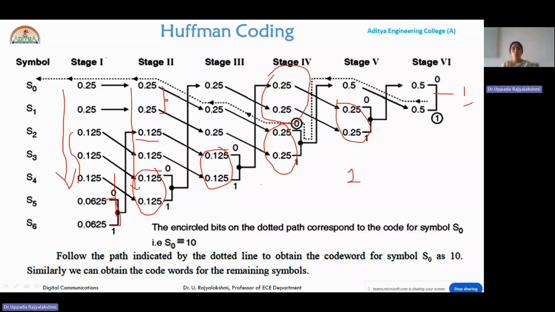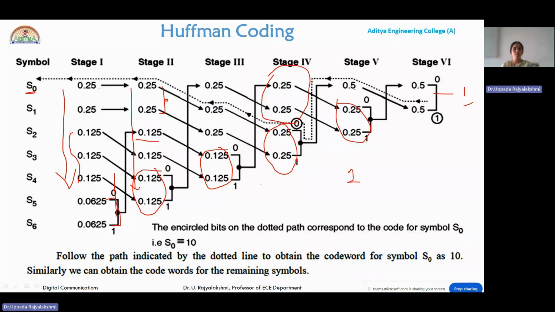After merging, you have to identify the path of each symbol. In order to write the code word, you have to observe the path. For example, you can see the representation with the dotted lines. Here we are going to write the code word for S0. So in order to write the code word for S0, first you have to observe the path of S0 from stage 1 to stage 6.